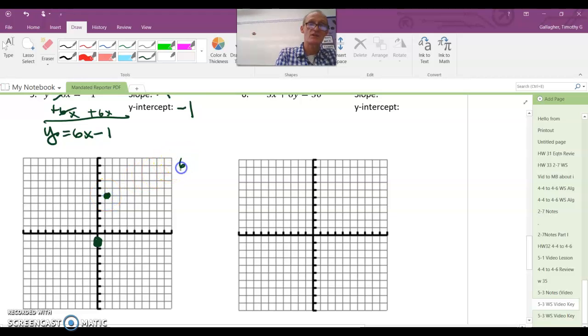Now remember, 6 over 1 is equal to negative 6 over negative 1, okay? So I can also put a point here, negative 1, 2, 3, 4, 5, 6, negative 1. And I can also put another point right there. And you can see it lines up.